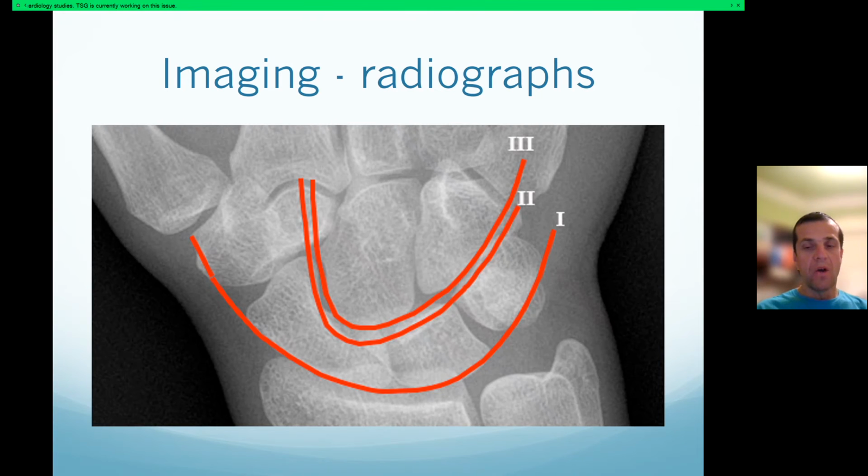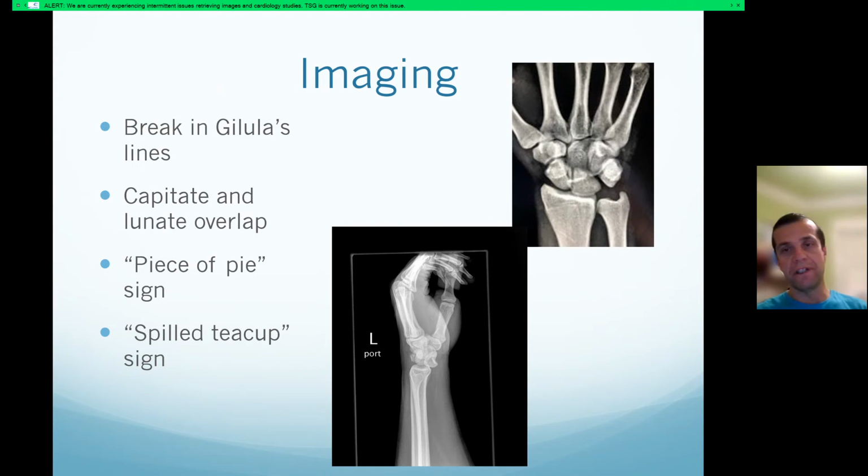When we talk about imaging on plain radiograph, we should evaluate for the Gilula lines, which represent the proximal and distal curvature of the proximal carpal row and the proximal curvature of the distal carpal row. A break in those lines is a sign of change in carpal alignment, which suggests perilunate or carpal injury. Also, different changes are capitate and lunate overlap.